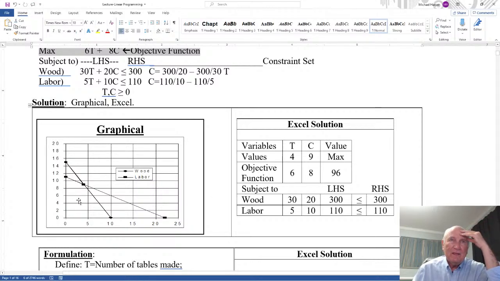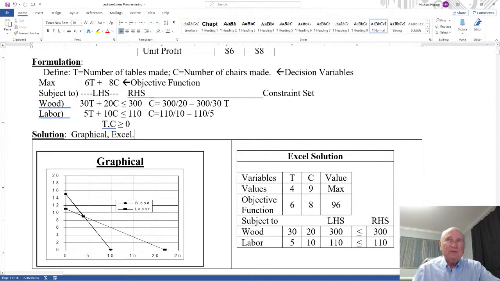region in here. But notice this region over here, well, I have enough labor, but I don't have enough wood. And this region in here, I have enough wood, but I don't have enough labor. So this region in here, I have enough wood and labor. So it's in this region right here. So this region in here is referred to as the feasible region. Okay, so the feasible region is defined by the constraint set.